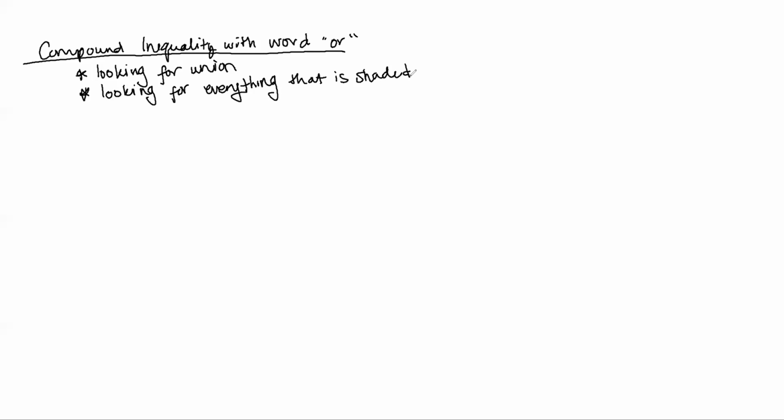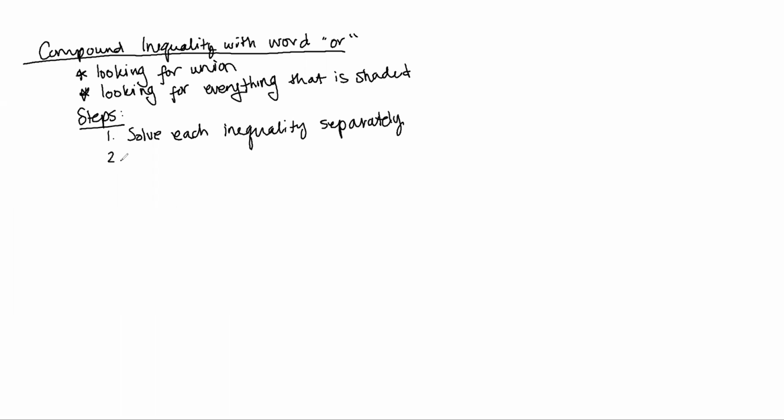So now let's go ahead and write out our steps for solving, and then let's take a look at some examples. So let's take a look at our first step. First step is exactly the same. You want to solve each inequality separately. So if the x's aren't already by themselves, you're going to get them by themselves.